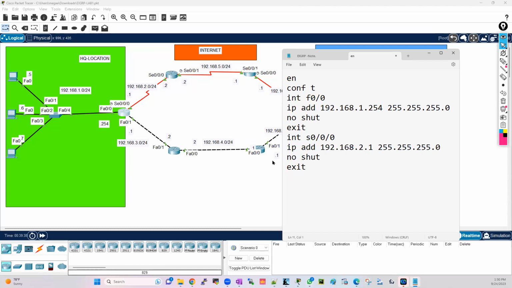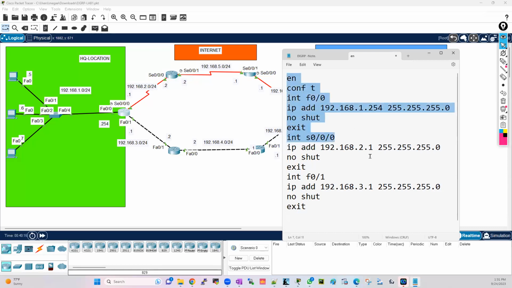And then we go to the other interface, which is what? Interface F0/1. We click enter. And then the IP address is what? 192.168.3.1. Right? And then we put no shut. Enter. Exit. Now, if we do all this, we have configured what? Interface.